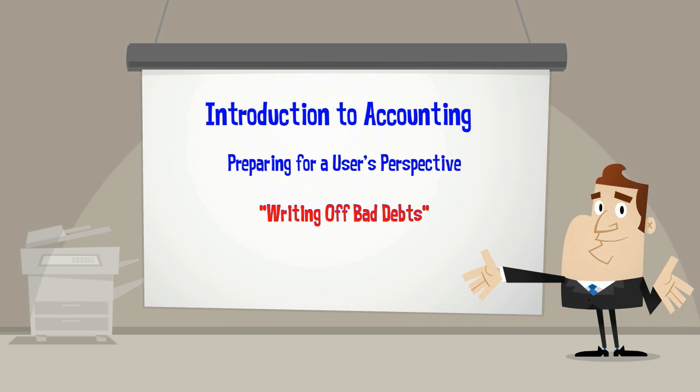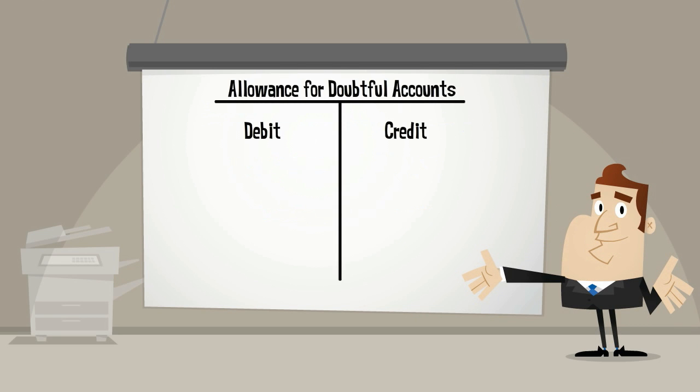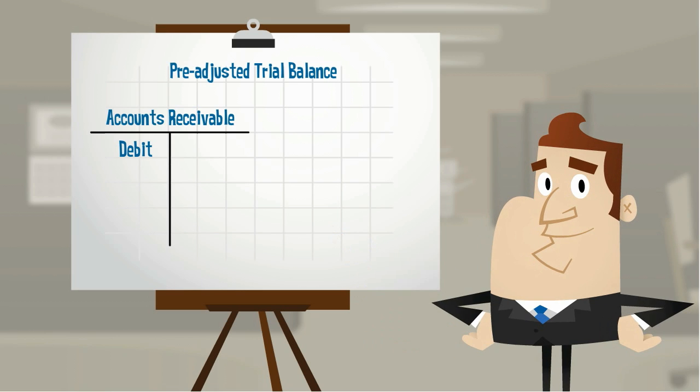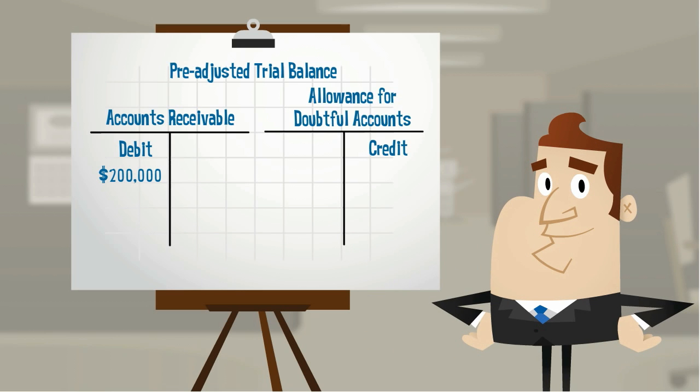In the last topic, you learned how to adjust the allowance for doubtful accounts account to arrive at a credit balance representing the amount of the company's accounts receivable that management believes will go bad in the future. For example, if the company's pre-adjusted trial balance shows a debit balance in accounts receivable of $200,000 and a credit balance in the allowance for doubtful accounts of $4,000, its pre-adjusted net accounts receivable would be $196,000.